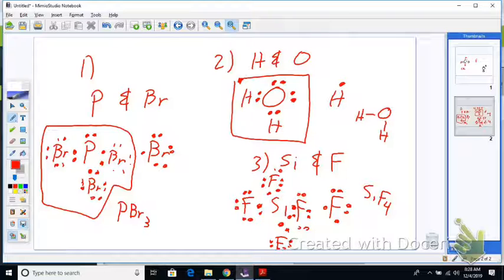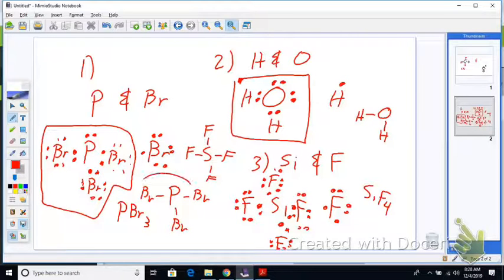Okay? And then this one, wherever you have a sharing of one pair, you just draw a line that represents that bond. So PBr, PBr, PBr. And then SiF4, again, it really cleans that one up. So it's just like this is that one there. And we don't show the dots that aren't involved in bonding. And so that's the way you would show those.